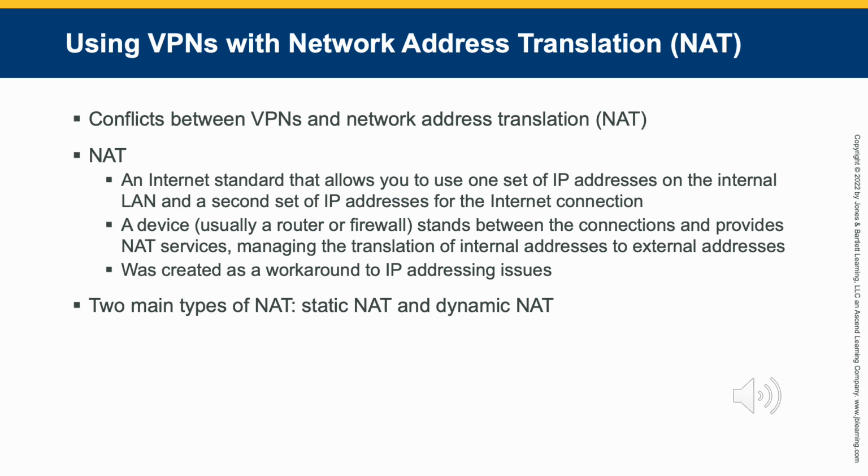A device, usually a router or firewall, stands between the connections and provides NAT services, managing the translation of the internal addresses to external addresses. It was created as a workaround to IP addressing issues. Two main types of NAT are static NAT and dynamic NAT.